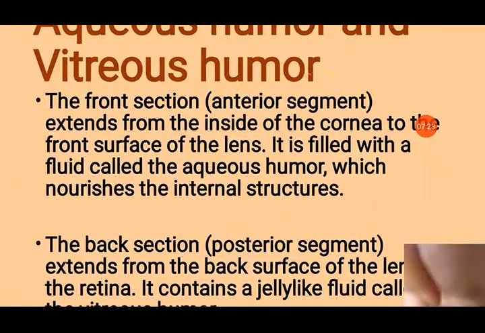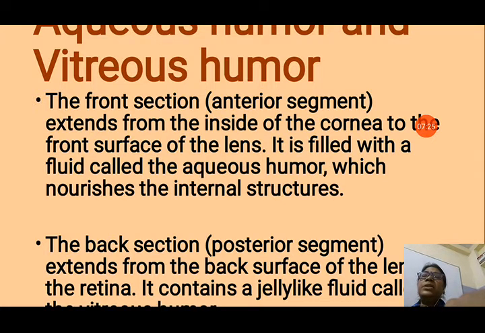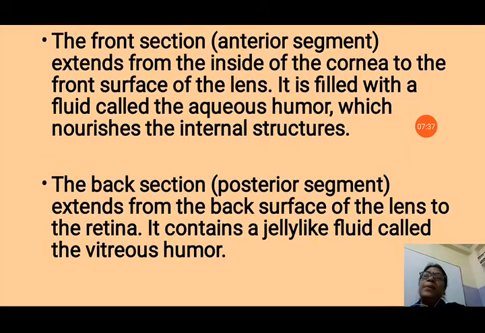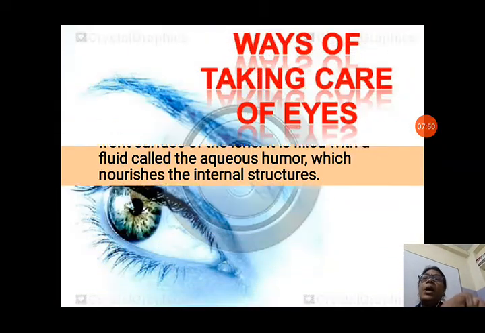Now, aqueous humor and vitreous humor. The front section, the anterior segment, extends from the inside of the cornea to the front surface of the lens. This whole area is filled with a fluid called aqueous humor, which nourishes the internal structure of the eye. The back section, the posterior segment, extends from the back surface of the lens to the retina. It contains a jelly-like fluid called vitreous humor. These are nourishing the internal parts of the eye.